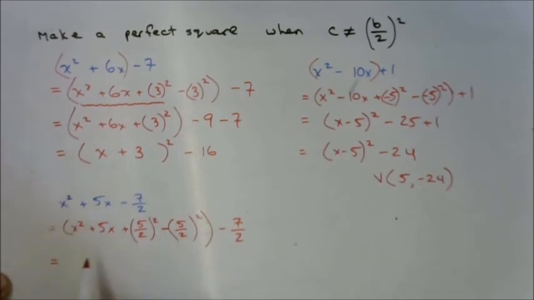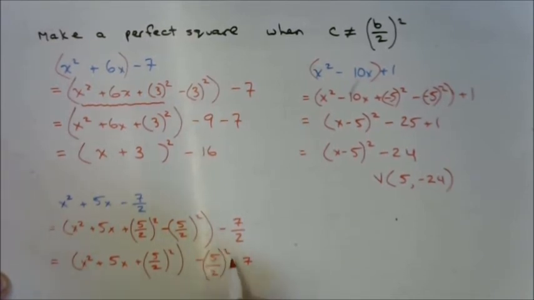Here we go. I'm going to kick this guy out of the bracket. So I've got x squared plus 5x plus 5 over 2 squared, minus 5 over 2 squared, minus 7 over 2.